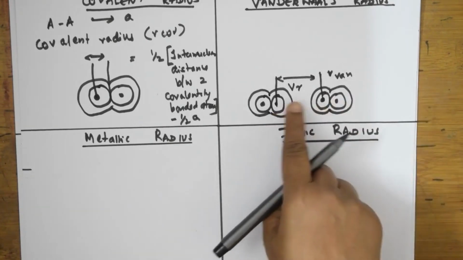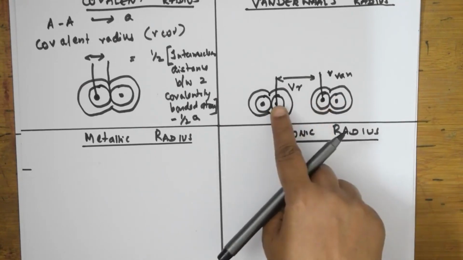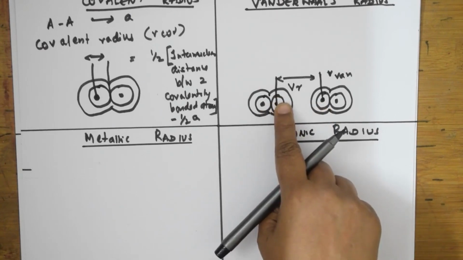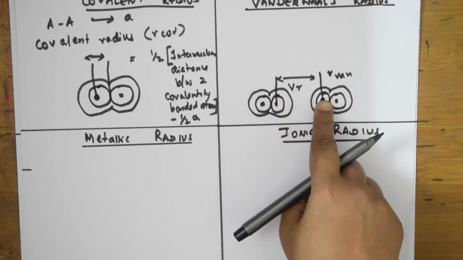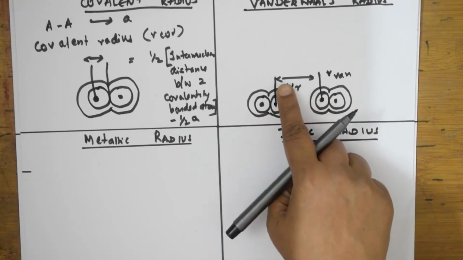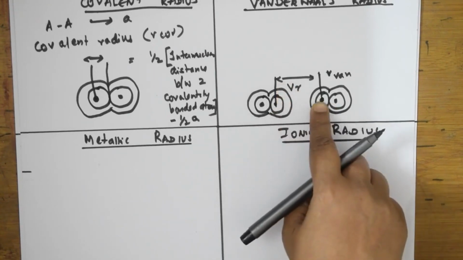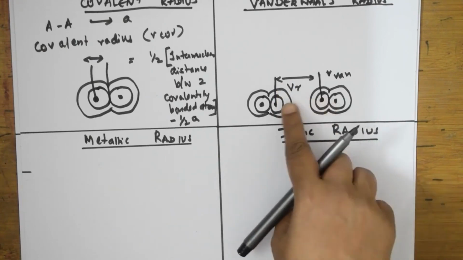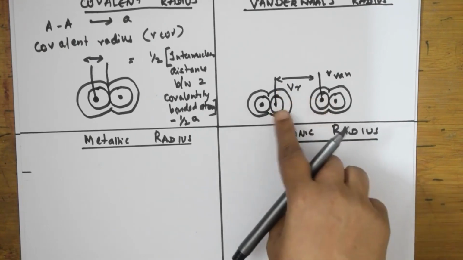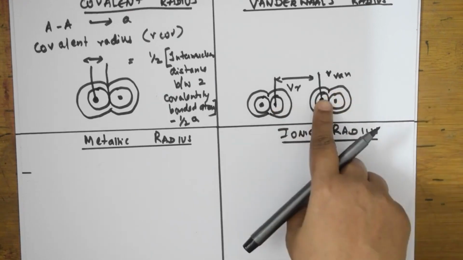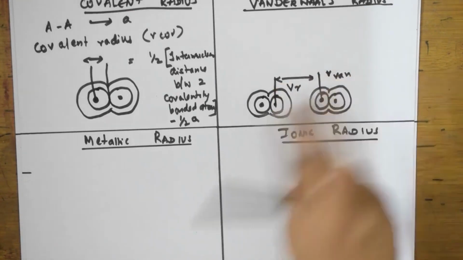So how am I defining it? Van der Waals radius is half of the distance between... this is bonded, this is half of it. Half of the distance between two nuclei of non-bonded isolated adjacent atoms. Once again, van der Waals radius is half of the distance between the nuclei of two non-bonded isolated, far away, adjacent atoms belonging to neighboring molecules of an element in the solid state. So that particular half of the distance is called van der Waals radius.